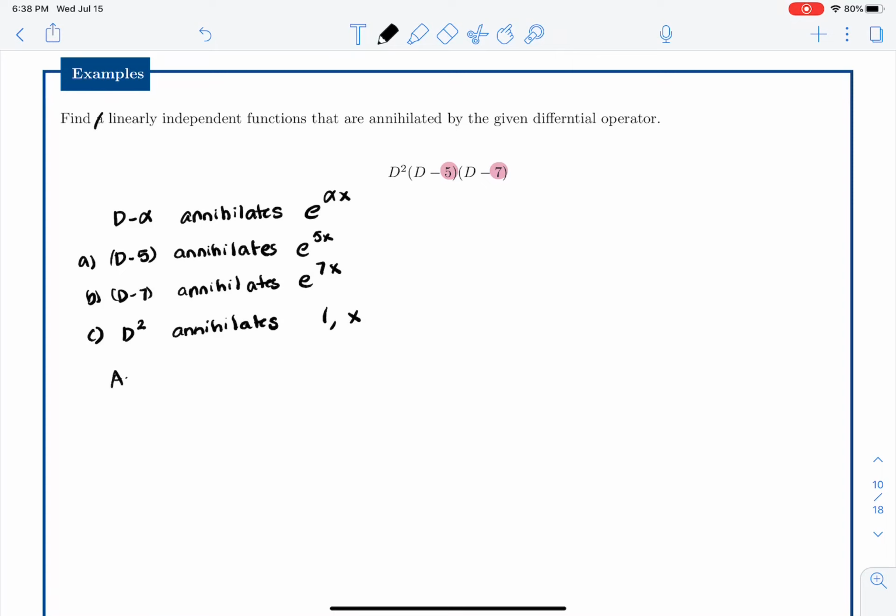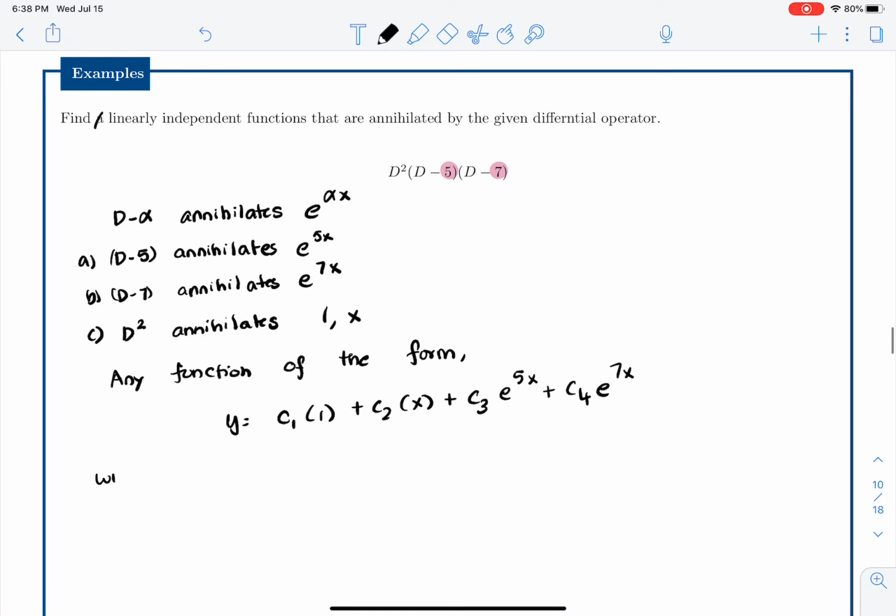So any linear combination, so any function of the form y equals c1 times 1, plus c2 times x, plus c3 times e raised to 5x, plus c4 times e raised to 7x, will be annihilated by D squared times D minus 5 times D minus 7.